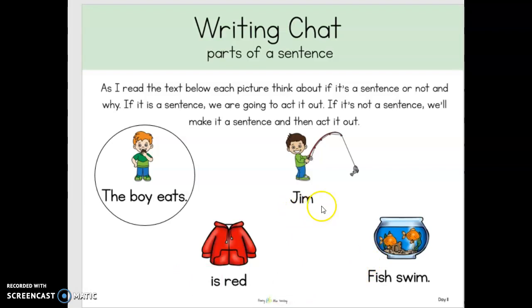It just says Jim. That little kid's name is Jim. Is that a sentence? Do we have the whole idea of what's going on? No. We have a subject, Jim, but we don't have a predicate. We don't know what he's doing. I bet you can look at the picture and tell me what he's doing. Let's try to finish this sentence. So we have Jim, but now we need something that he's doing. So we could say Jim is fishing.